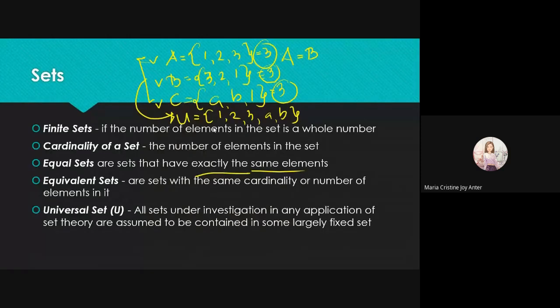Miss, for example, we have the set of real numbers. The set of real numbers can be considered as a universal set for the sets that contain integers, irrational numbers, rational numbers, and so on and so forth. Okay? So that is one way to describe a universal set. It's a larger set that contains the sets that are under investigation.